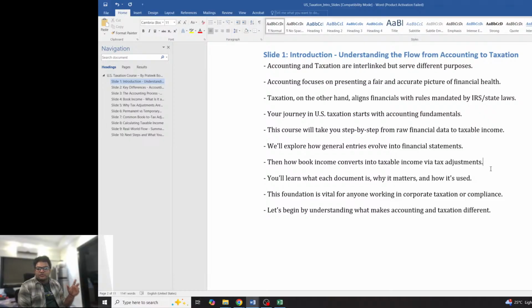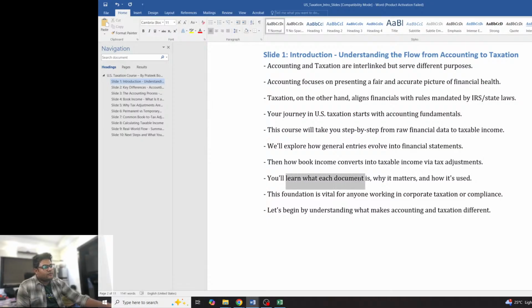But when it comes to tax, what's going to happen is the IRC rules are going to apply, and accordingly the rates might change, the method of calculating depreciation might change. So these are some of the ways, and the difference between your book treatment versus your tax treatment, that's something that is called a tax adjustment. So that's what we will be doing this.